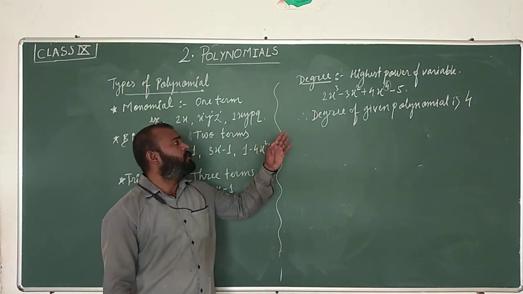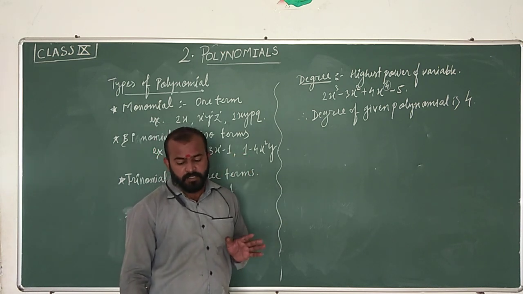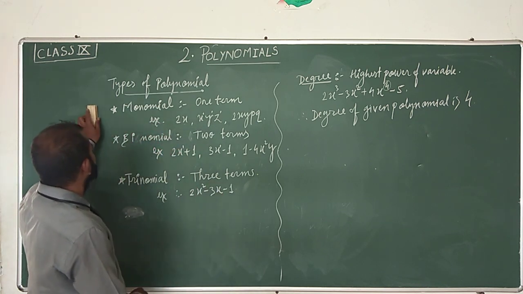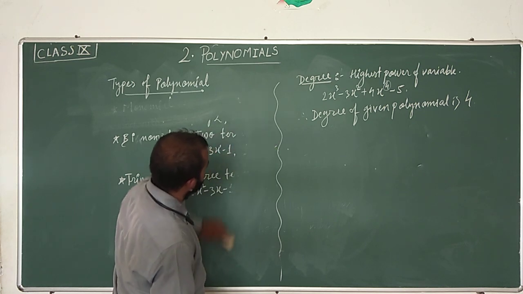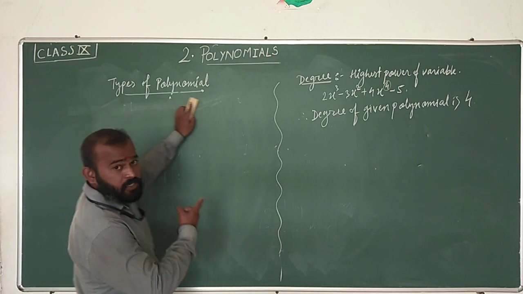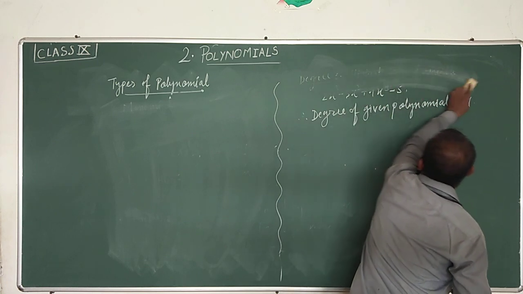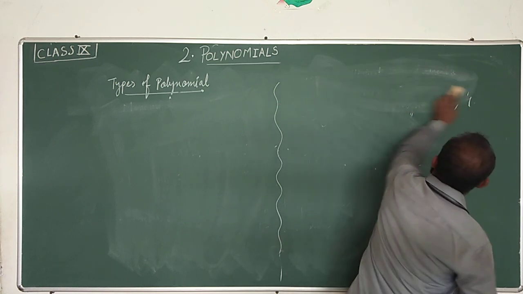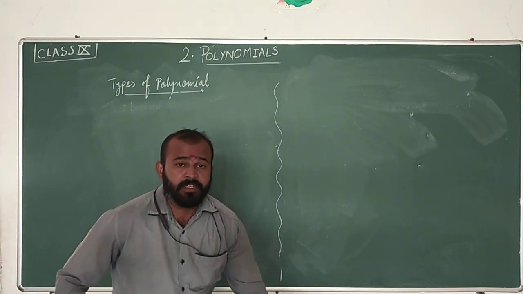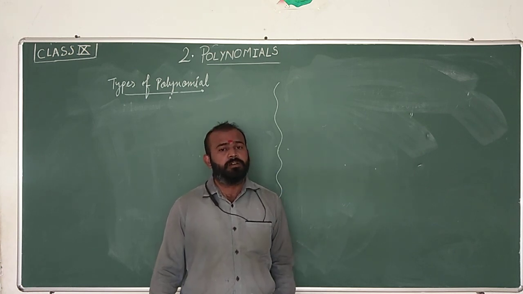Okay? Now on the basis of degree, the polynomials are again divided into following types. Now which are the types? See, on the basis of degree, this was on the basis of terms. Okay? One term will be monomial, two terms will be binomial, three terms will be trinomial. And if one or more than one term is there, then it is called as polynomials.